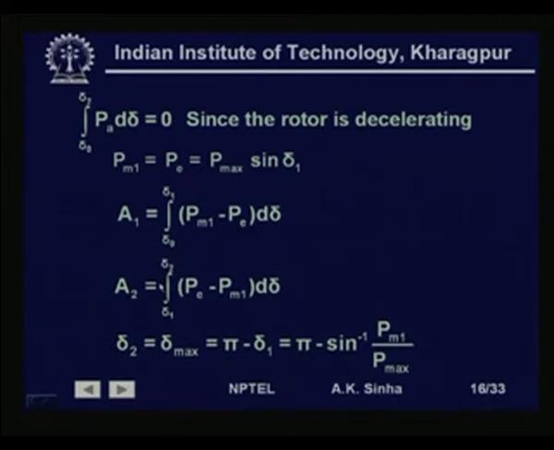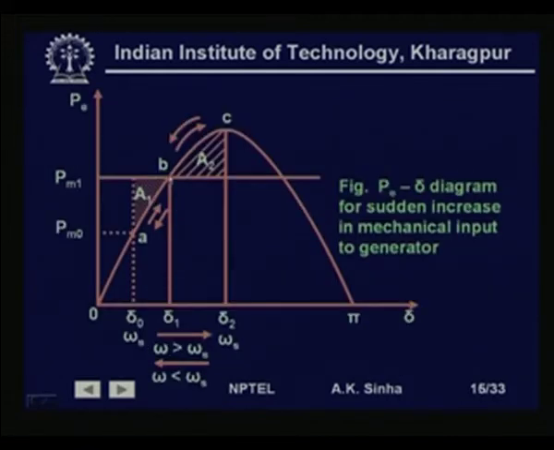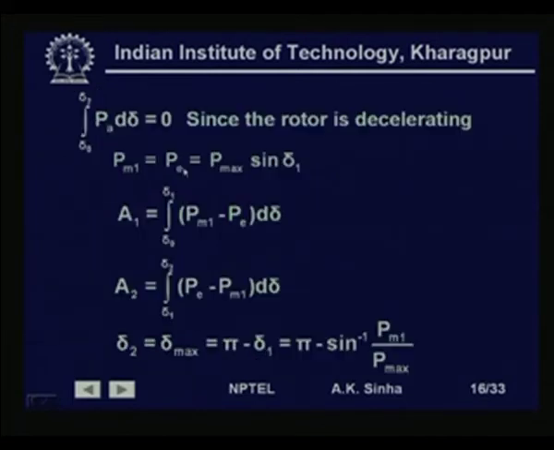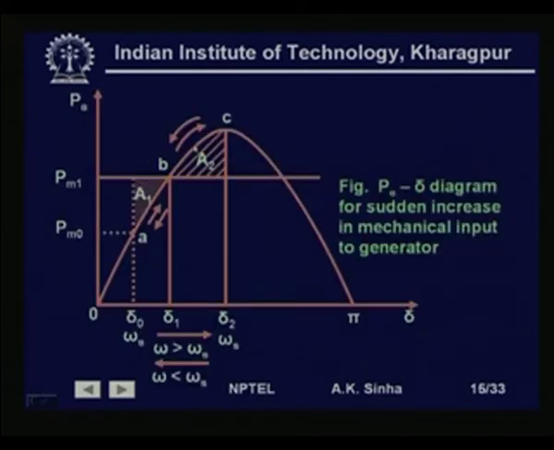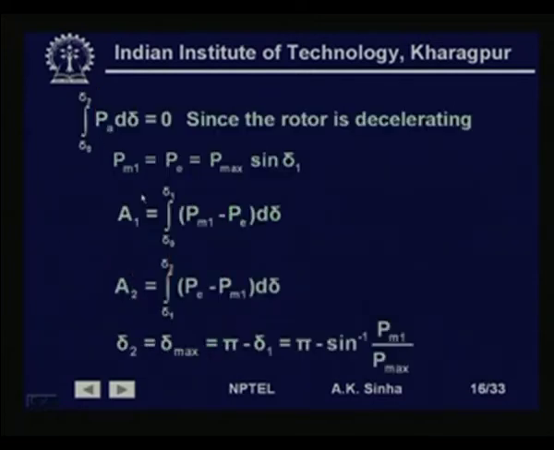Similarly, we have decelerating area, which will take place when the angle delta goes beyond delta 1. So, as it goes beyond this, P E is more than P m 1. So, there is deceleration which takes place, and this area is from delta 1 to delta 2 P E minus P m 1, because here if you see P E is greater than P m 1. So, we are writing this as decelerating area. So, decelerating area is P E minus P m 1, whereas accelerating area, P m was greater than P E, so P m 1 minus P E, that is the way we were writing it. So, A 2 is delta 1 to delta 2 integral P E minus P m 1 d delta, and when we have these two equal, we get the system to be stable.